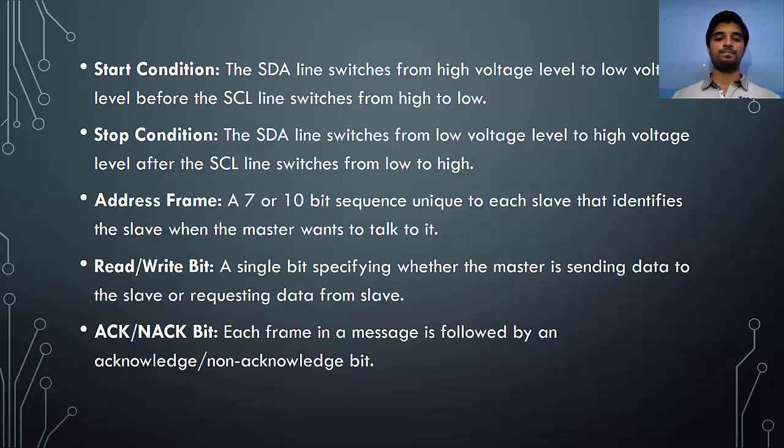Let's see the address frame. A 7 or 10 bit sequence unique to each slave that identifies the slave when the master wants to talk to it. Read or write bit. A single bit specifying whether the master is sending data to slave or requesting data from slave. ACK or NACK bit. Each frame in a message is followed by an acknowledged or non-acknowledged bit.